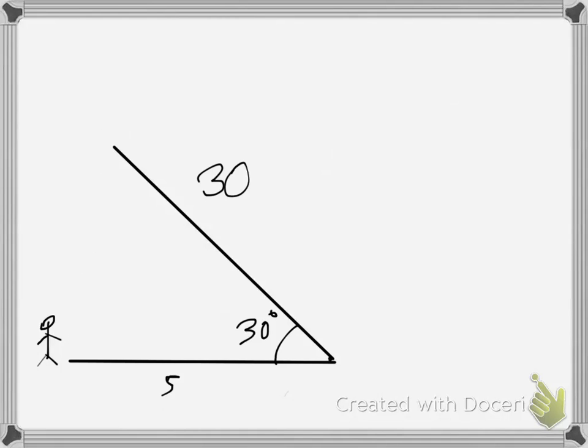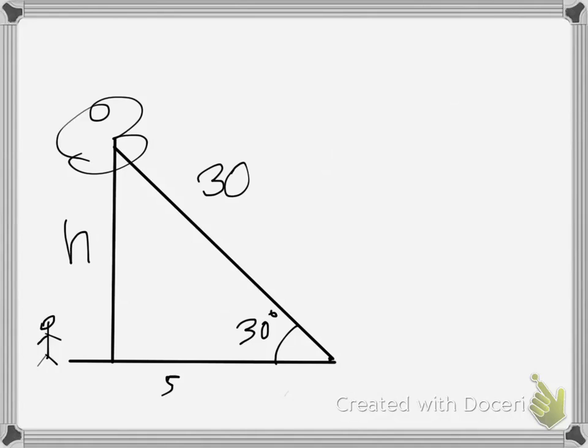And there's a tree here. Let's say there's a tree here, so it's 5 feet away, so you're right under a tree. And you have a ladder that's 30 feet that's leaning to the top of the tree. And you want to know how high the tree is, so we'll call that h.